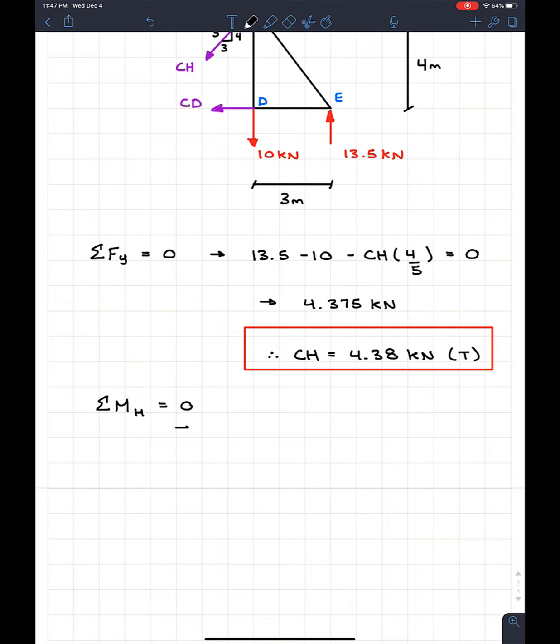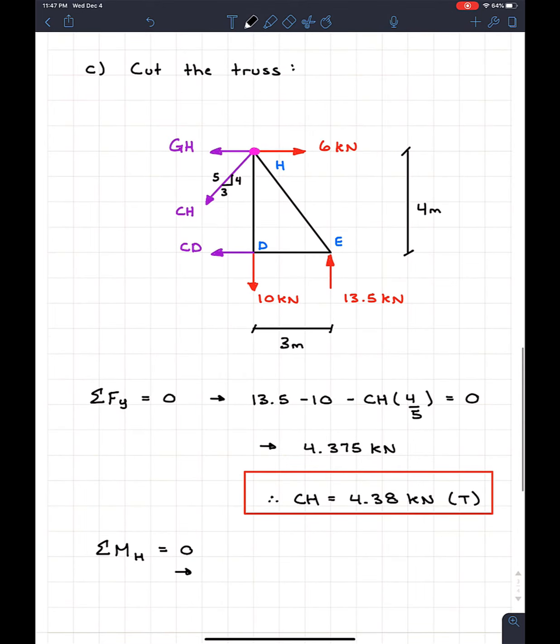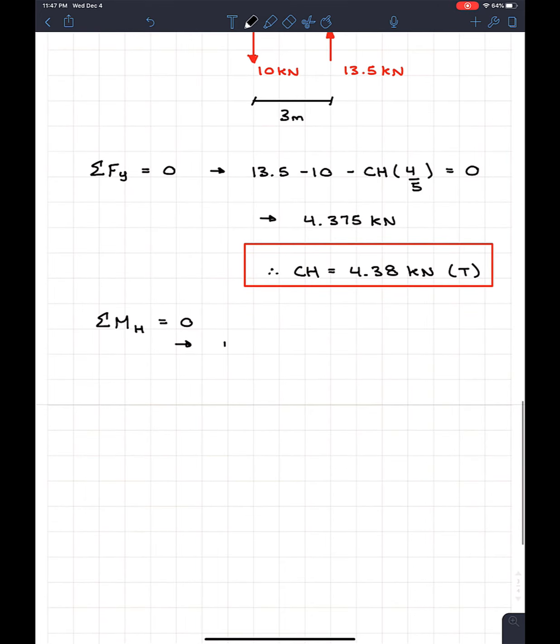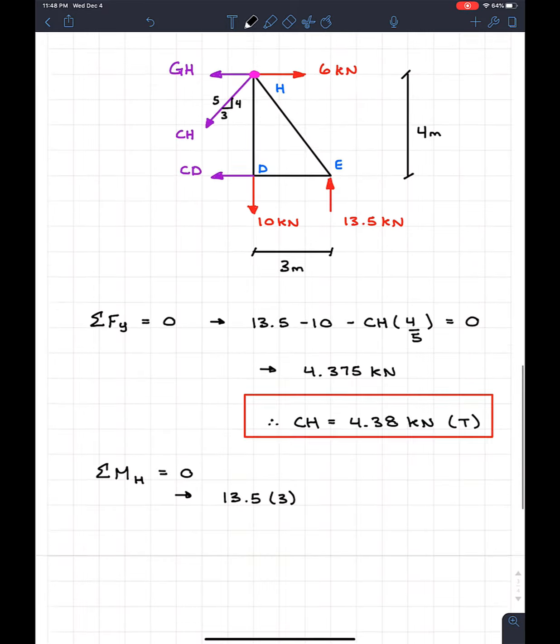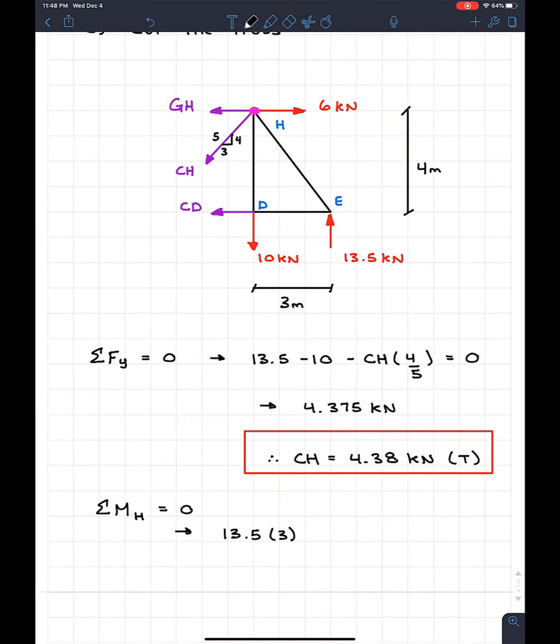If I look at this right here, it's actually funny. A lot of the forces act through H. GH acts through H, the 6 acts through H, CH acts through H, and the 10 kilonewtons at the bottom also acts through H. So the only thing I'm going to have in this equation is the 13.5. We're going to have the 13.5, which acts at a distance of 3 meters. And we see it creates a counterclockwise rotation, so a positive moment.